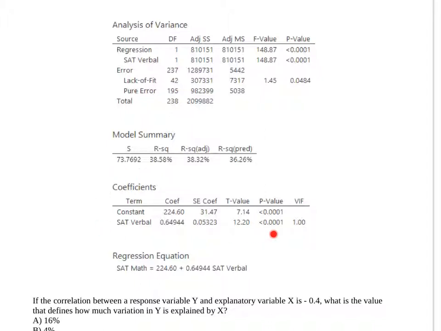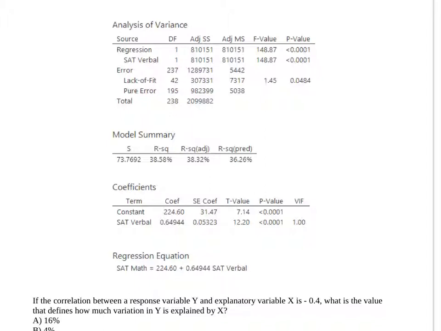Then we've got coefficients, so this tells us in our regression equation the term constant is basically another term for the intercept, if you're familiar with slope-intercept line notation. Here's the slope-intercept line notation. So you see that the constant coefficient appears right here. In the SAT verbal, now this is the slope. Now this appears right here in front of SAT verbal.